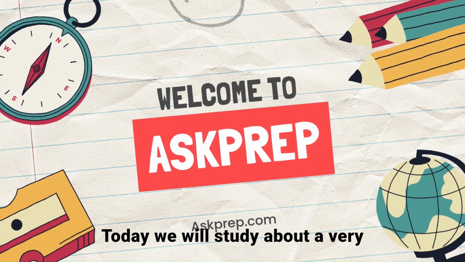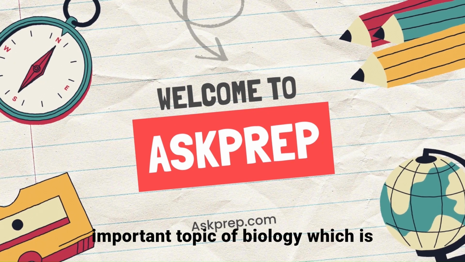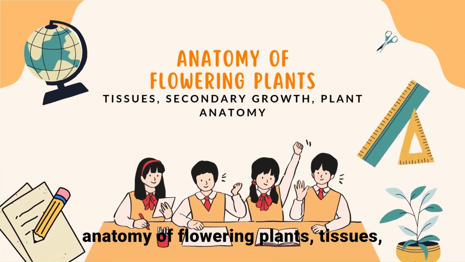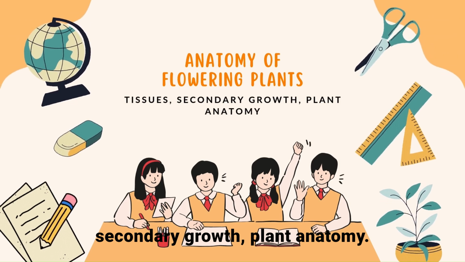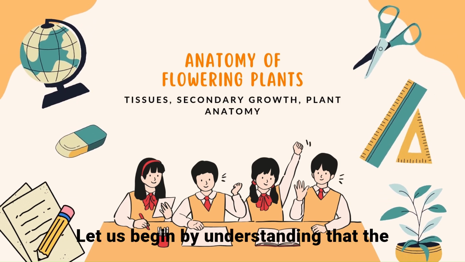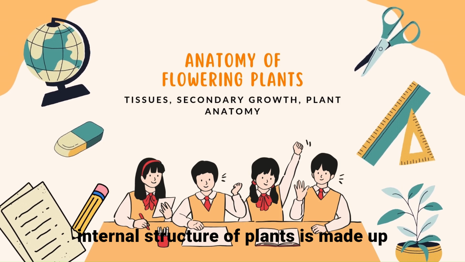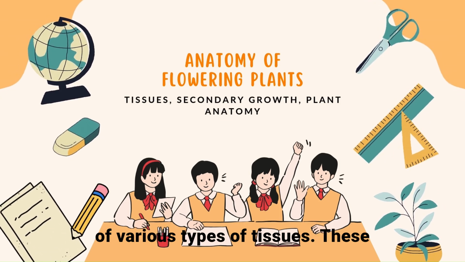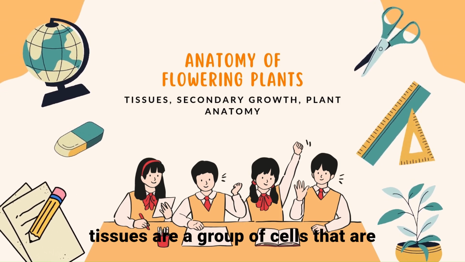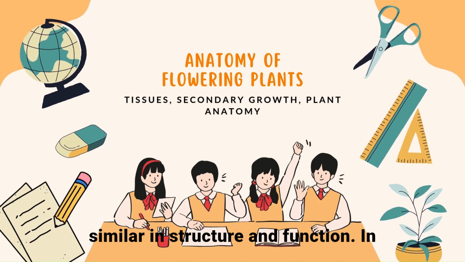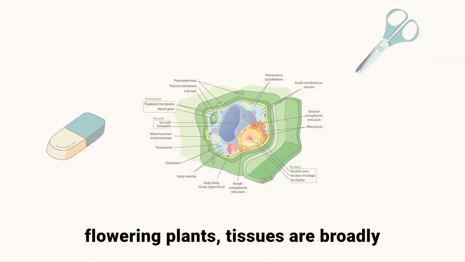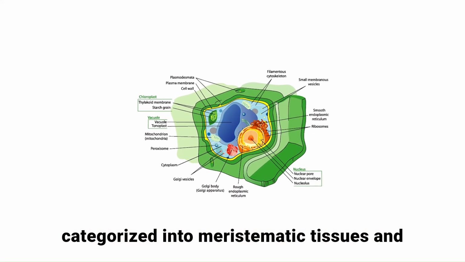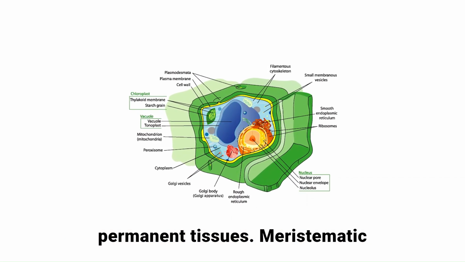Today we will study a very important topic of biology, which is anatomy of flowering plants: tissues, secondary growth, plant anatomy. Let us begin by understanding that the internal structure of plants is made up of various types of tissues. These tissues are a group of cells that are similar in structure and function. In flowering plants, tissues are broadly categorized into meristematic tissues and permanent tissues.